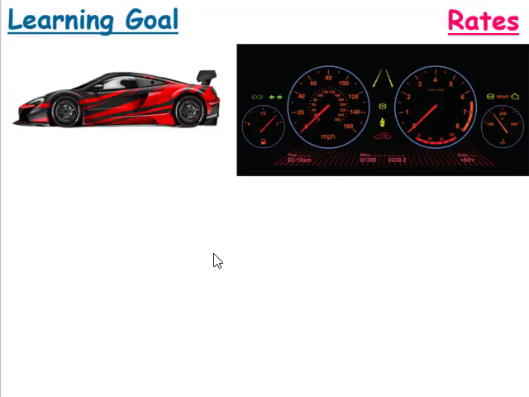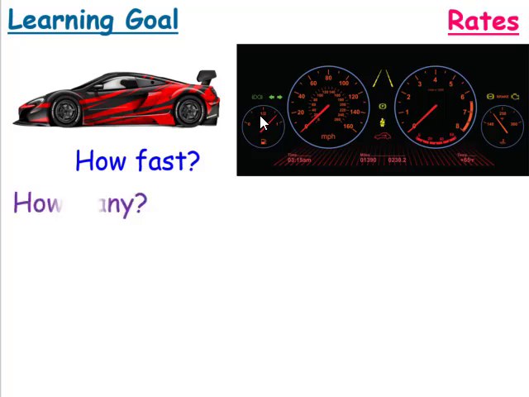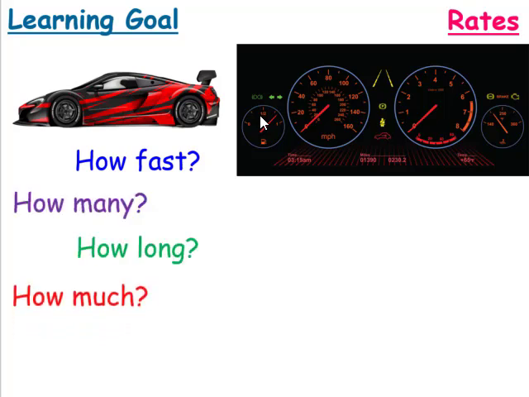Our learning goal for today is to understand the concepts of rates and unit rates, write unit rates, and solve real-life problems. As you heard the car starting up, when we're driving we have lots of rates. One is the RPM, another is how fast it's going, miles per hour or kilometers per hour. The other one might be how fast the fuel is being used. We have lots of rates. So how fast, how many, maybe how long, how much.